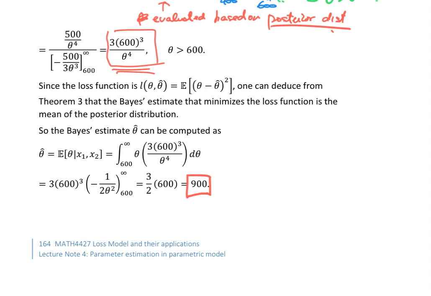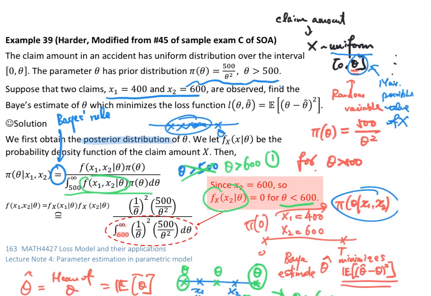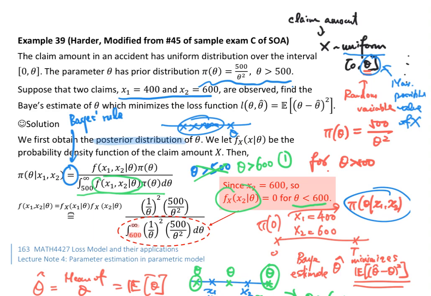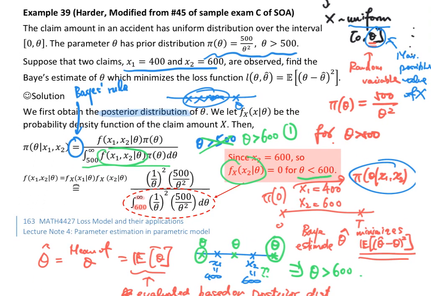So this is just another example of getting this Bayes estimate. The idea is very simple, just the same as the earlier example. But here, because your unknown parameter also controls the range of your original random variable S, you can see in this example that the actual value of your observation will also affect the range of your theta as well.